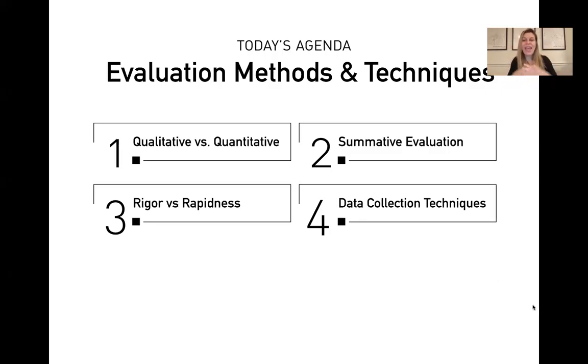Now I've started recording. We are talking about evaluation methods and techniques. We'll be talking about terms that you might have heard before if you have any sort of science background or you took science in high school. They're just basic data science terms like qualitative versus quantitative, summative evaluation, rigor versus rapidness, and then we'll also cover some data collection techniques. So we do have a lot of vocabulary in this presentation.